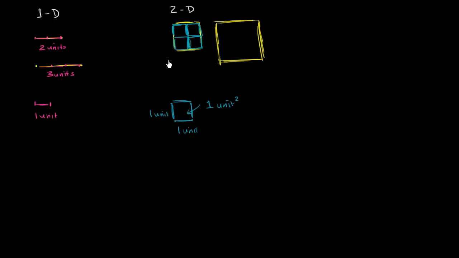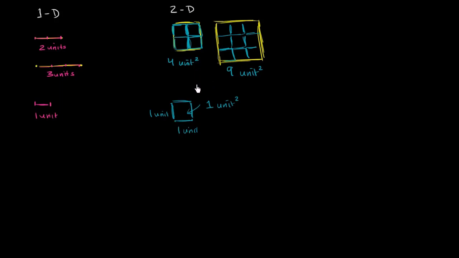So we would say that this has an area of 4 square units, or 4 units squared. Now what about this one right over here? Well, here, let's see, I could fit 1, 2, 3, 4, 5, 6, 7, 8, and 9. So here I could fit 9 units squared.